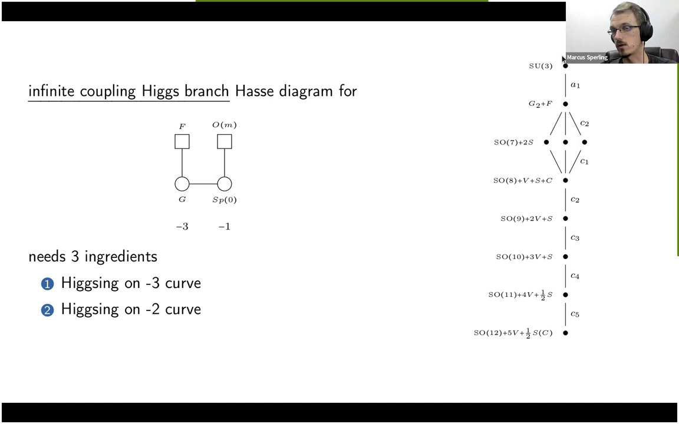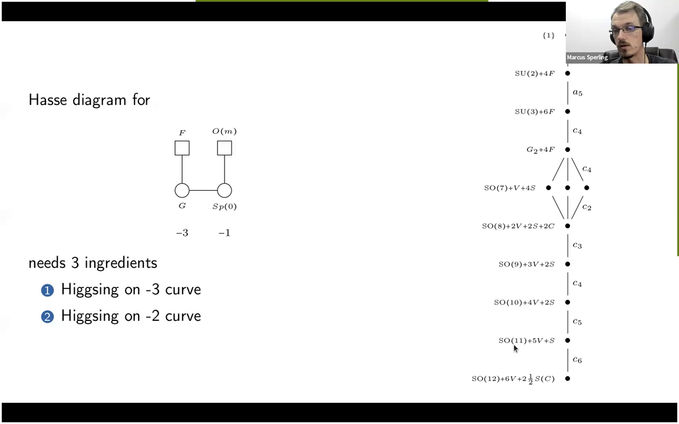Once you have depleted all of your Higgs moduli that you can get from the minus three, you can shrink the minus one. And then you have a G gauge theory living on a minus two curve. But then again, you can have Higgs moduli that can come from the minus two curve, right? That is essentially the same diagram here, but now on the minus two curve you can Higgs all the way down to nothing. But again, remember, this is the finite coupling Higgs branch diagram.